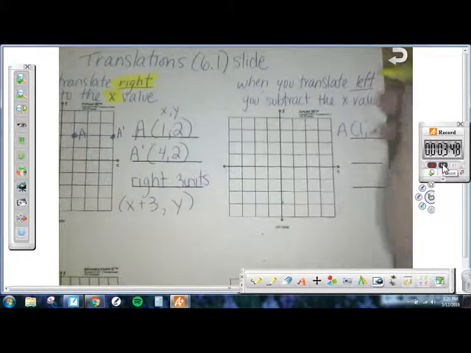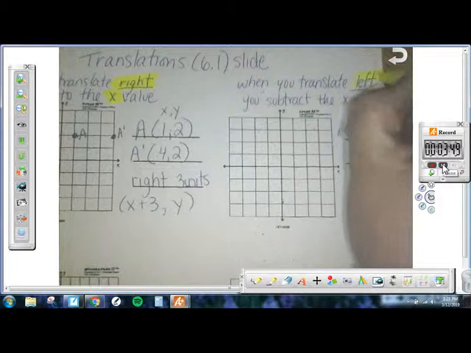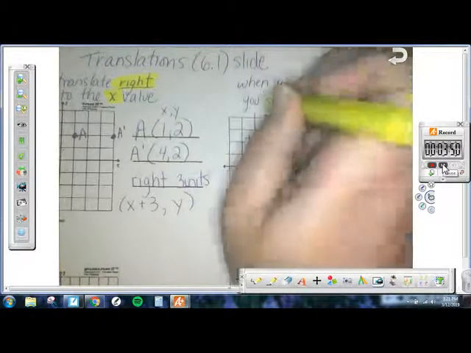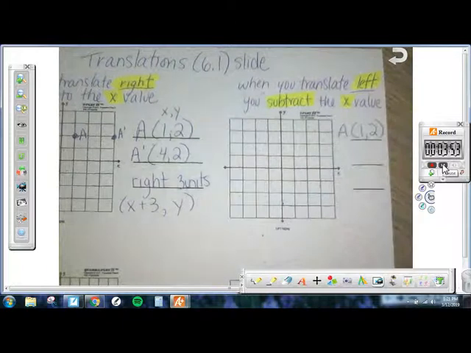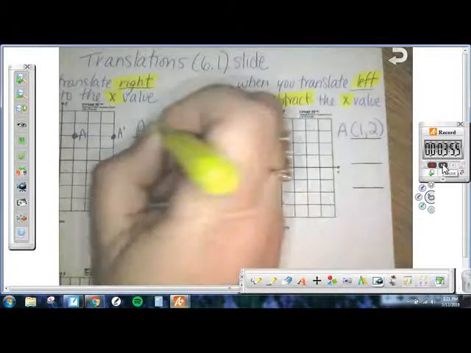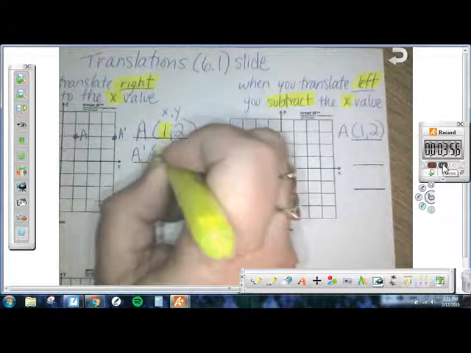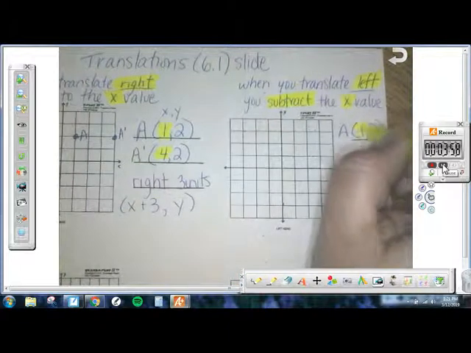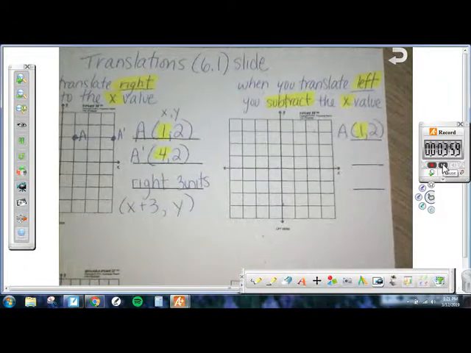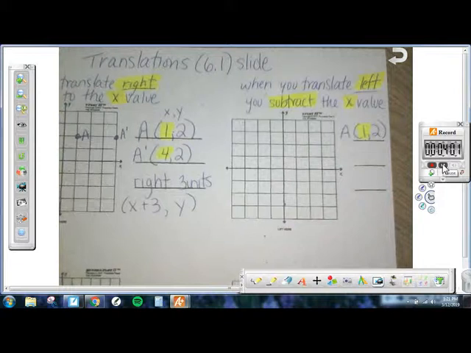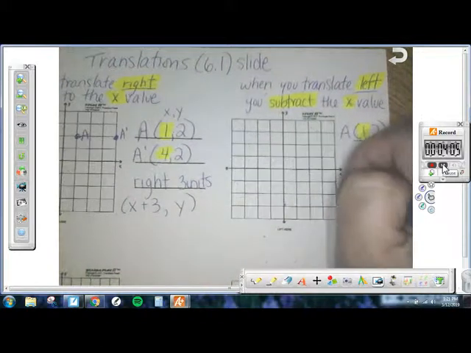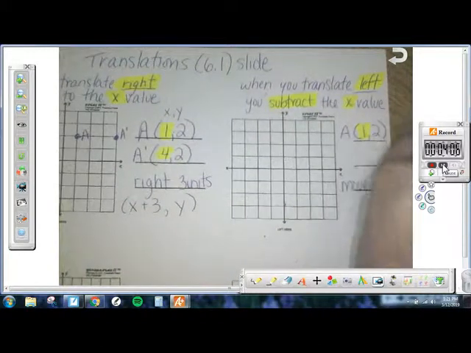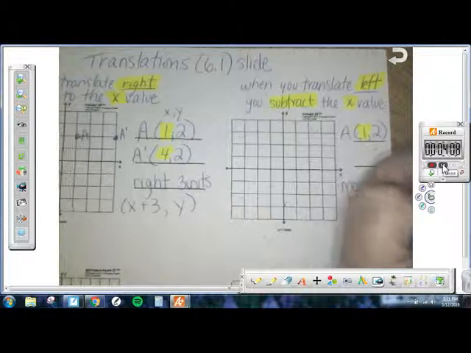Alright, now what you're going to see here for the fourth example, you're going to write, when you translate down, you are going to subtract from the y value. And you need to plot the point B, 2, 2. And what we're going to do is we're going to move it down 5. Alright, so here I am at my original point, my pre-image, that's the original point, is 2, 2. I'm going to move down 1, 2, 3, 4, 5 to my image, which is B prime.